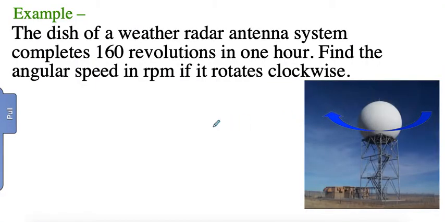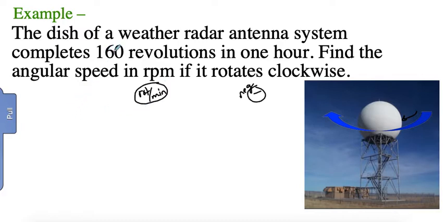So let's look at an example problem here. We have a weather radar antenna, and that is completing 160 revolutions in 1 hour. Find the angular speed in RPM, so that's rotations per minute, if it rotates clockwise. Okay, so let's think about what our final answer is going to be. We are going clockwise, so that would be left or down from the horizontal. So we're going to have a negative velocity in the end, and we're going to have rotations per minute as our final answer, or revolutions per minute.